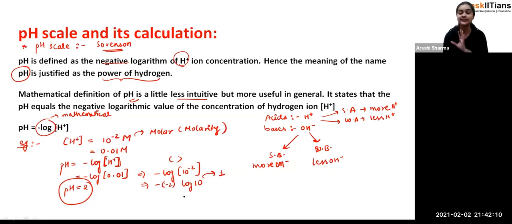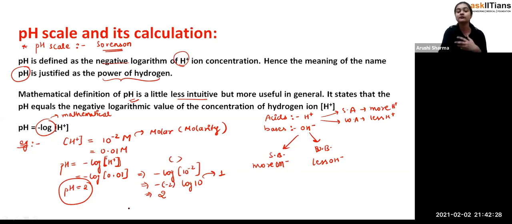Okay, it is fixed that the value of log 10 is 1, and after that we are just left with 2, and that's how the pH comes out to be 2. Okay, students, that's how we solve the pH of anything. But right now, as you don't know more about the log and the anti-log, don't worry about this thing.